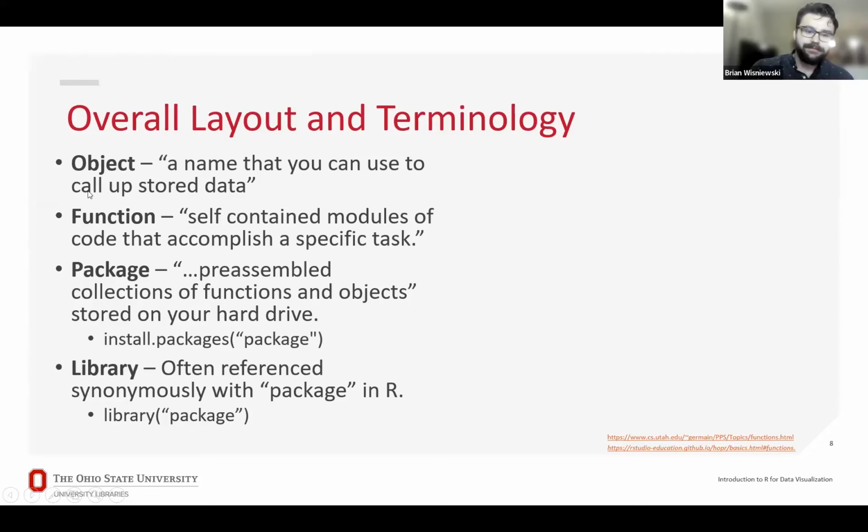Overall layout and terminology. So this is what I was talking about as far as the jargon's concerned. We need to all speak the same language, so you know what I'm talking about. An object is a name that you can use to call up stored data. So I'll give you an example. Let's say you have X. That's your object, and we set X equals to something. Let's say X equals 5. X is the object, and when we reference X, we're referencing 5, which is stored in that object.